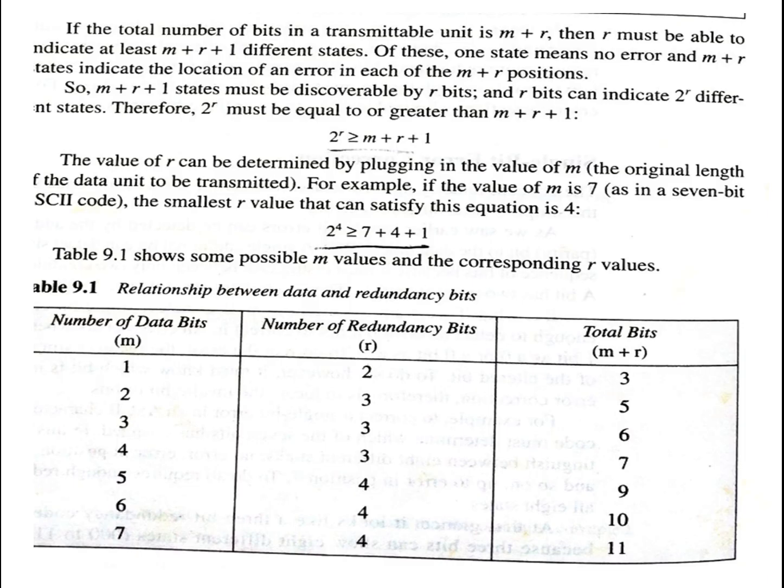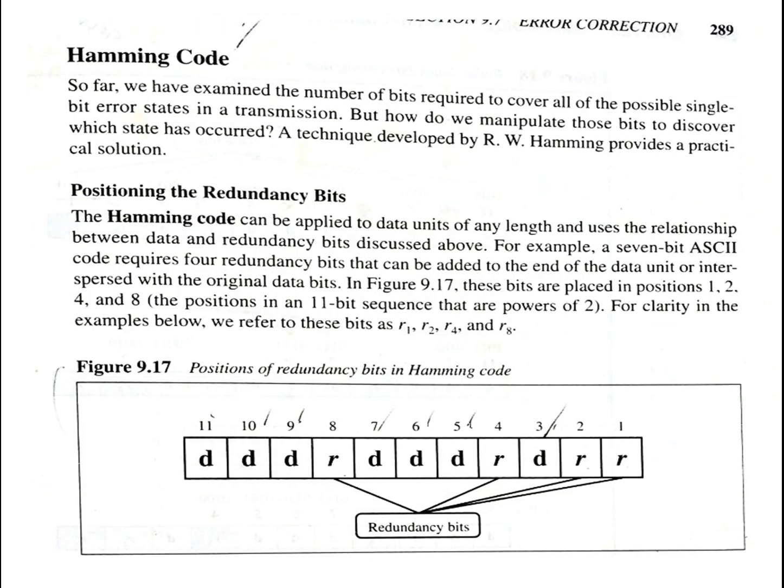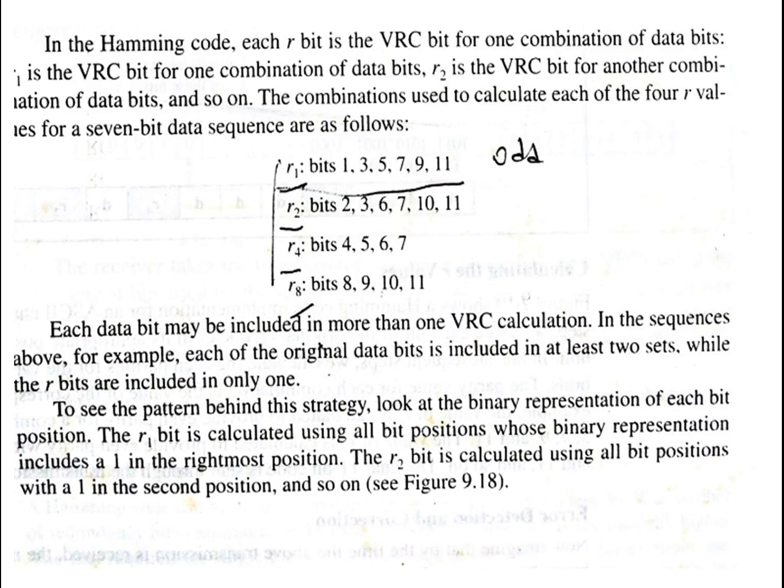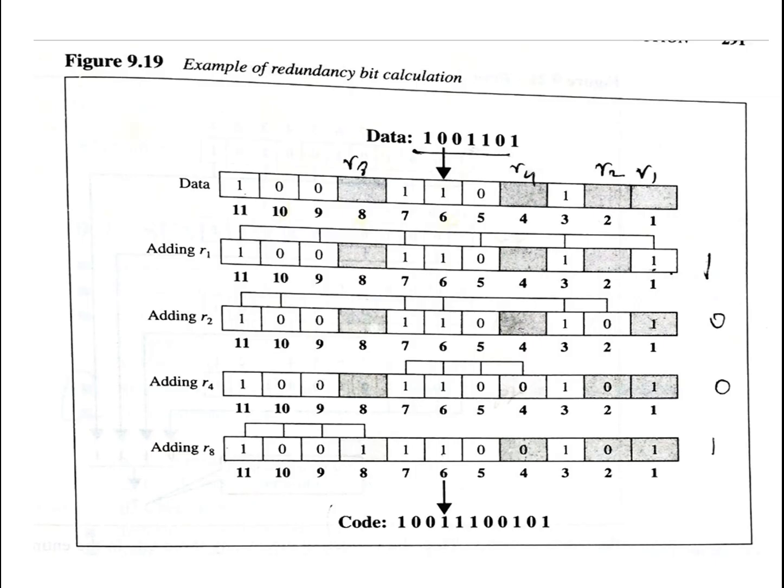For example, the formula 2 to the power of r greater than or equal to m plus r plus 1 is the formula for the Hamming code conditions. The Hamming code is based on the concept of redundancy. So for the redundancy bits R1, R2, R4, the positions are reserved, and the remaining bits will be the data to be added. So we have to add the extra bits.